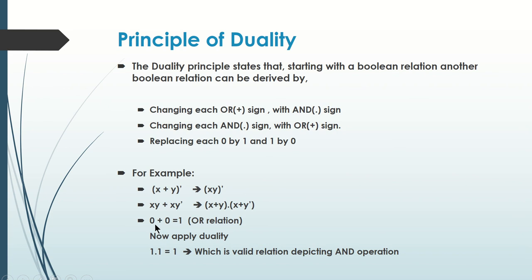Now look at this. 0 plus 0 is equal to 0. This is an OR relation. Now you are replacing 0 with 1, so 1 dot 1 is equal to 1. Here also it should be 0; when you replace that it becomes 1, and the plus is replaced with the dot. So 1 dot 1 is equal to 1. This is another valid relation depicting the AND operation. This is called the principle of duality.